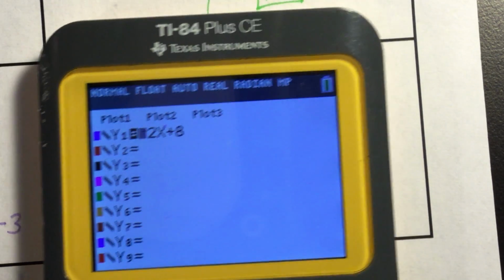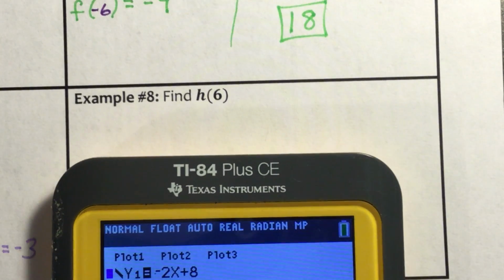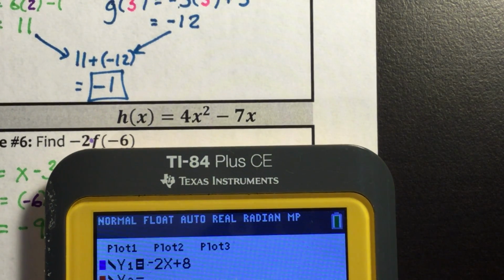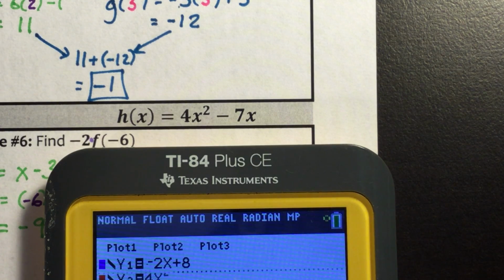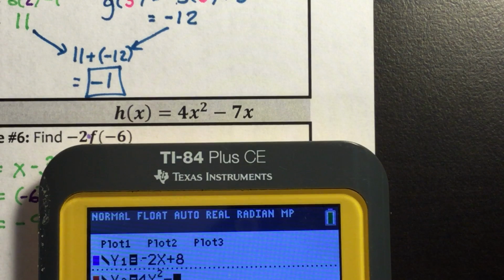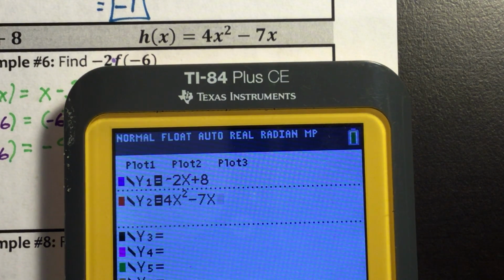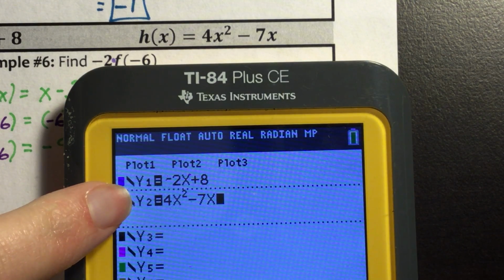We'll go up here. You can hit clear, or you can go down to y2, and you would just be looking at that second column. I'm going to do that just so I can show you. h of x is the function 4x squared minus 7x. Okay, so there it is, 4x squared minus 7x. Notice that was in y2.